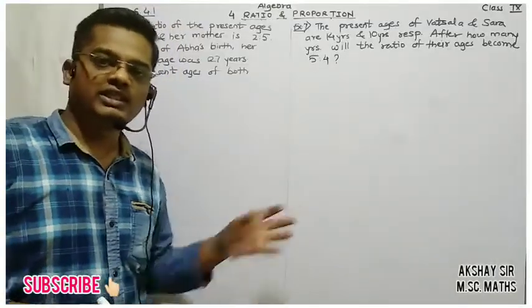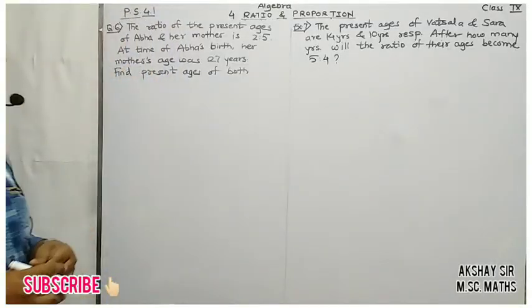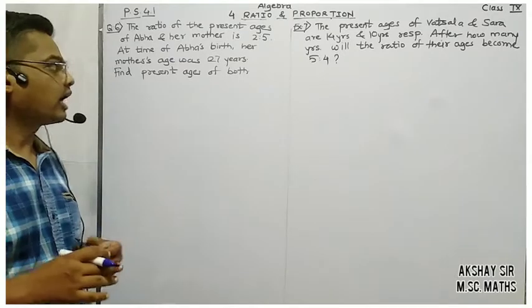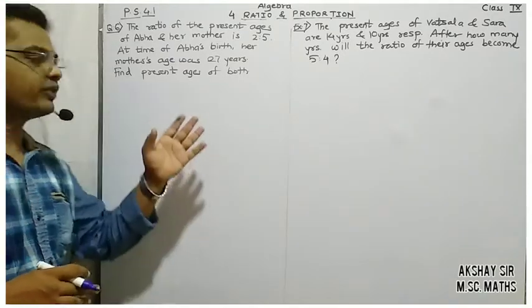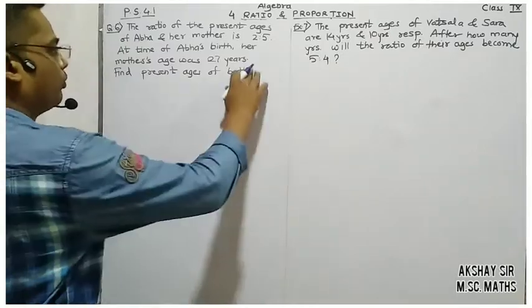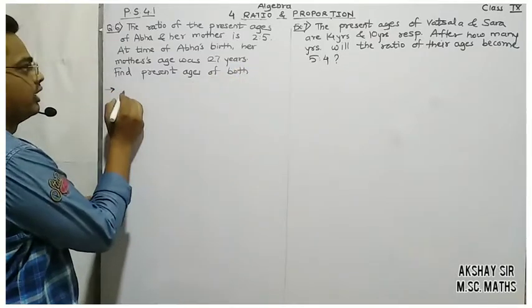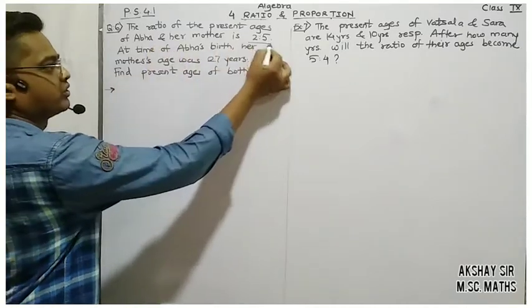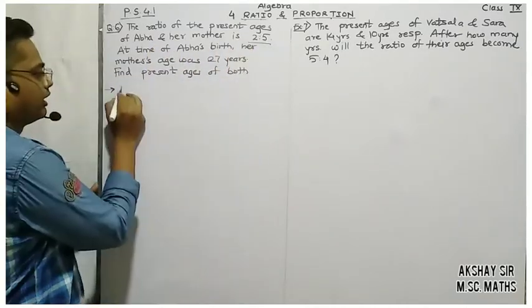Next question number 6, 7. These are word problems. Let us see. The ratio of present ages of Ava and her mother is 2:5. At the time of Ava's birth, her mother's age was 27. Find the ages of both of them. Okay. So first of all, what is given is that the ratio of the present ages is 2:5.